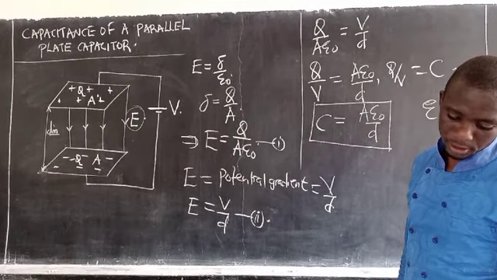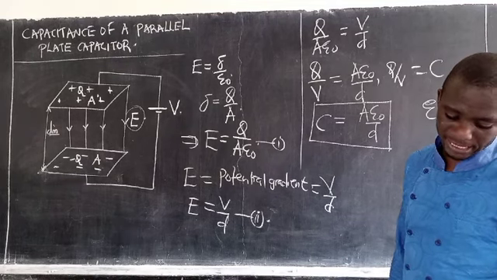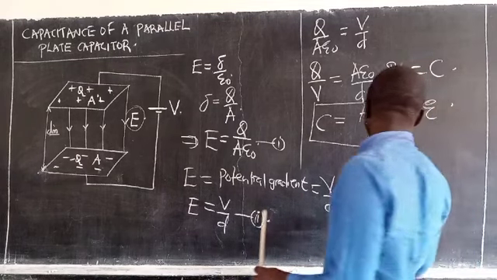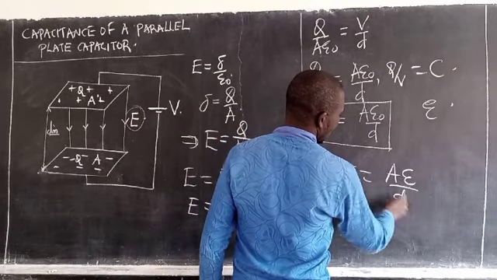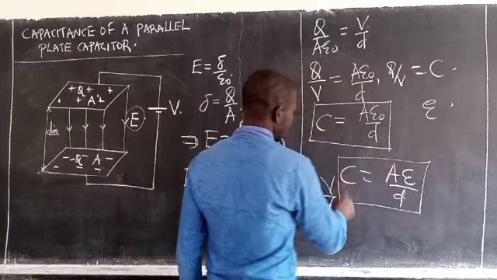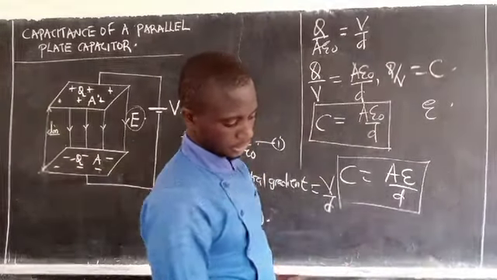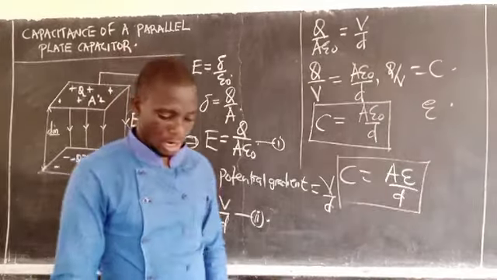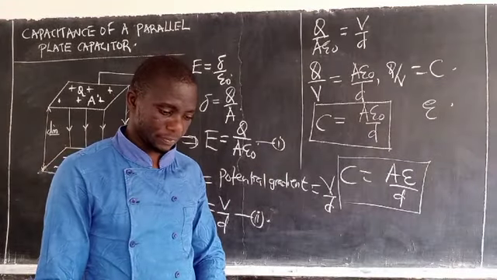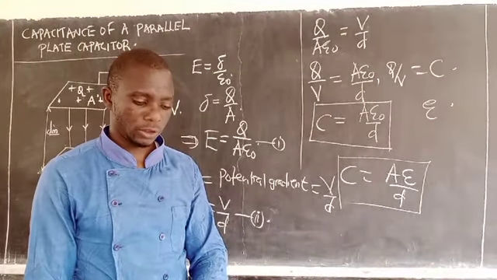If the dielectric of permittivity epsilon is between the capacitor plates, then the capacitance becomes A epsilon over D naught.